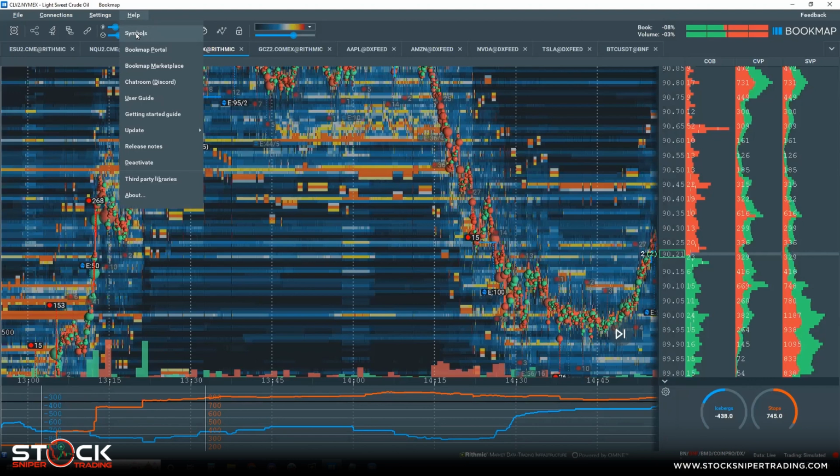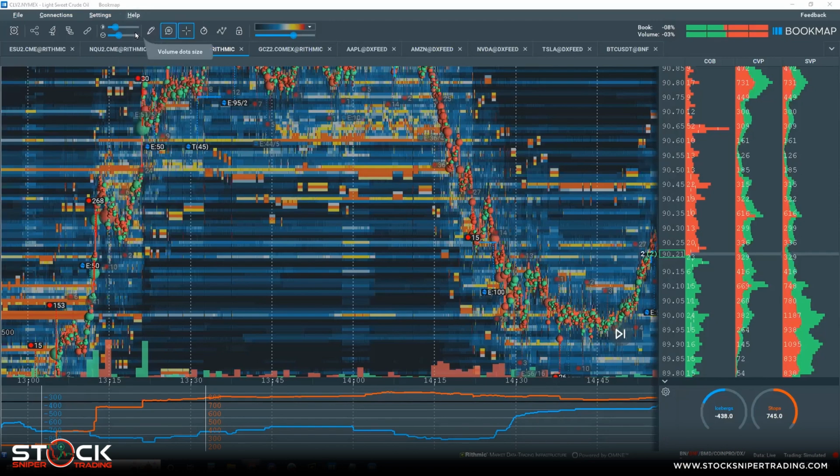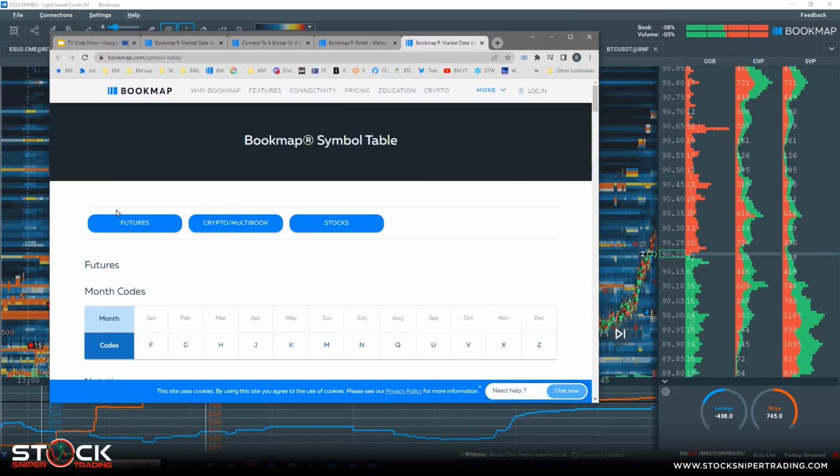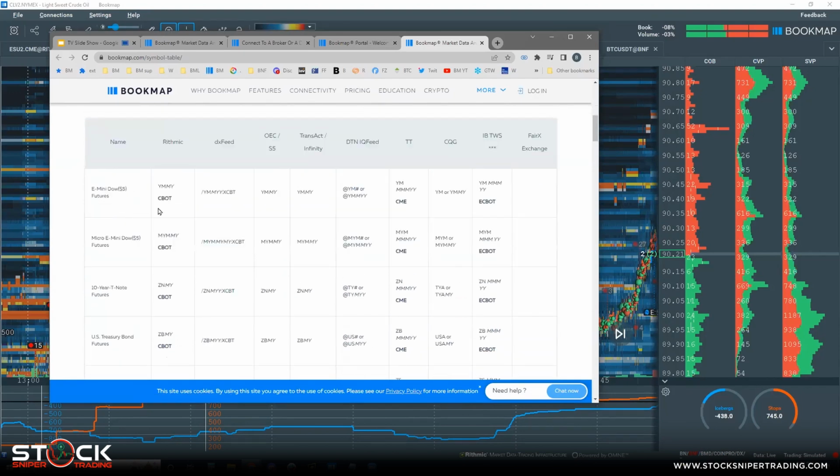We have a symbol guide in here. The Bookmap portal, once you log in, has information in there. There's a marketplace. A lot of these links that I showed, our Discord, our user guide, are in our knowledge base, you know, getting started guide, etc. So we'll go to Symbols, and that'll bring up our symbols guide. For futures, there are different data providers that have different symbols. CQG sometimes calls the symbol very differently than Rhythmic or DXfeed.